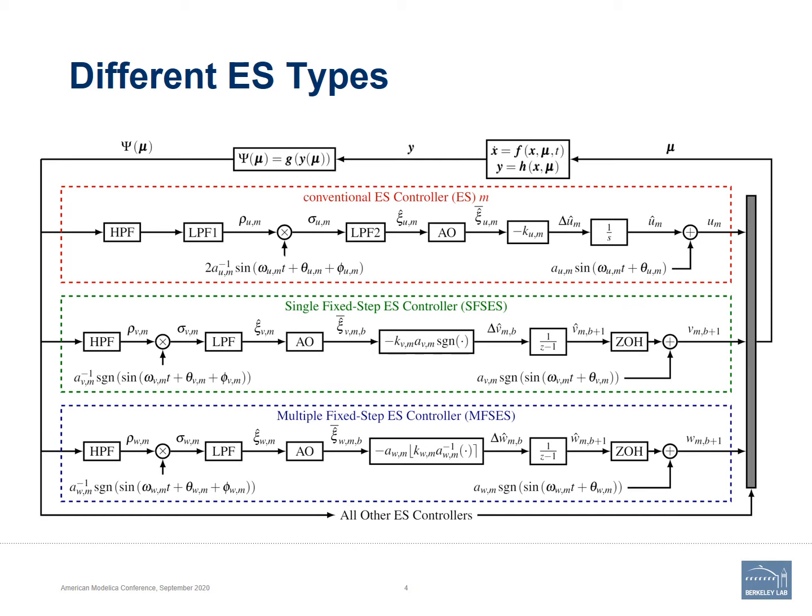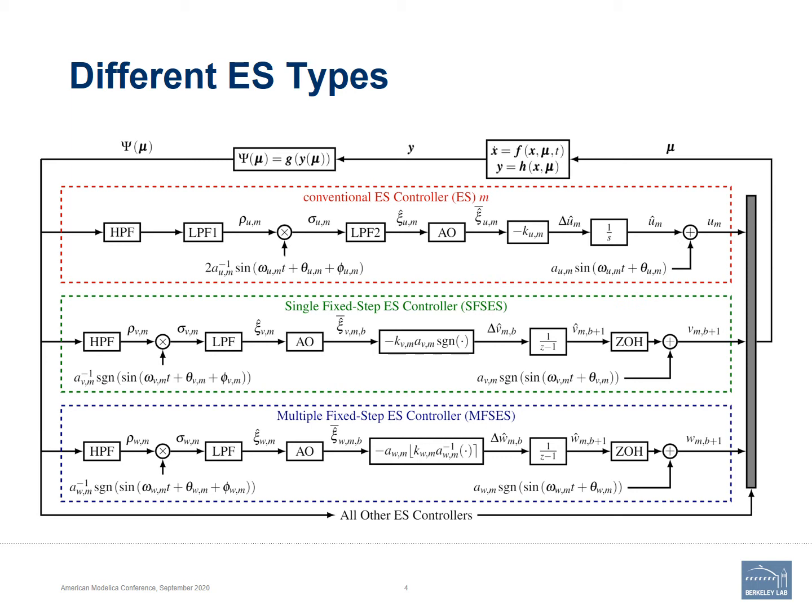Below, the single fixed step ES controller differs in that it doesn't have the initial second low-pass filter. The probing signal here is a sigmoid function, so that's different too, and therefore the demodulation is also the sigmoid function. For the gain, we multiply the gain with a sigmoid function and the step size. So all the outputs always have to be a multiple of a certain step size, and we can only change the output by one step. Then we have a discrete integrator, and a zero order hold at the end, so the output will be held for a certain amount of time.